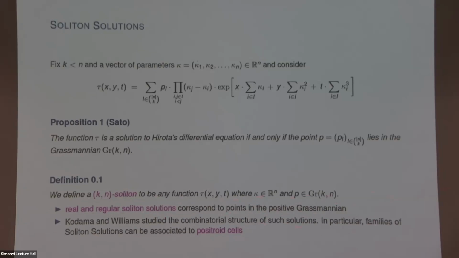So now it's a natural point of study to think about how the solution behaves depending on which combinatorial objects it is related to. So Kodama and Williams did that. They studied the combinatorial structure of real and regular soliton solutions and their relationship with the positive Grassmannian and positroid cells. And I guess I didn't say what the positive Grassmannian is. It's the subset of the Grassmannian, a semi-algebraic set, where we take all of the P_I to be non-negative. And this is, in particular, non-empty and interesting.